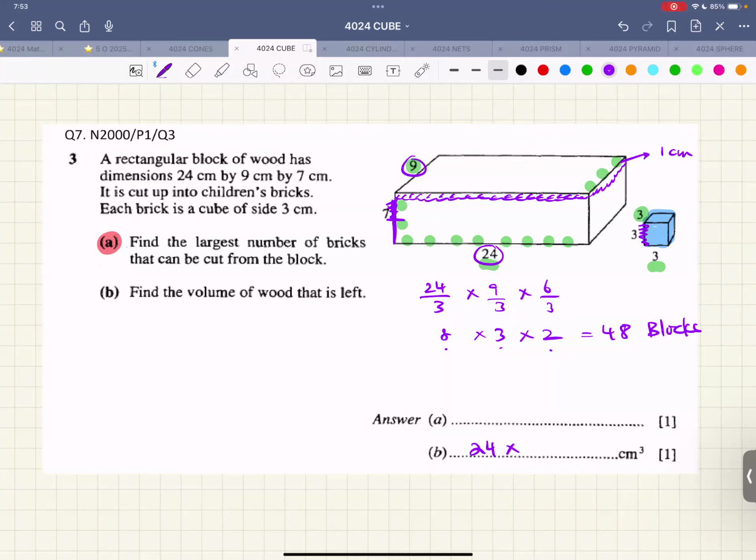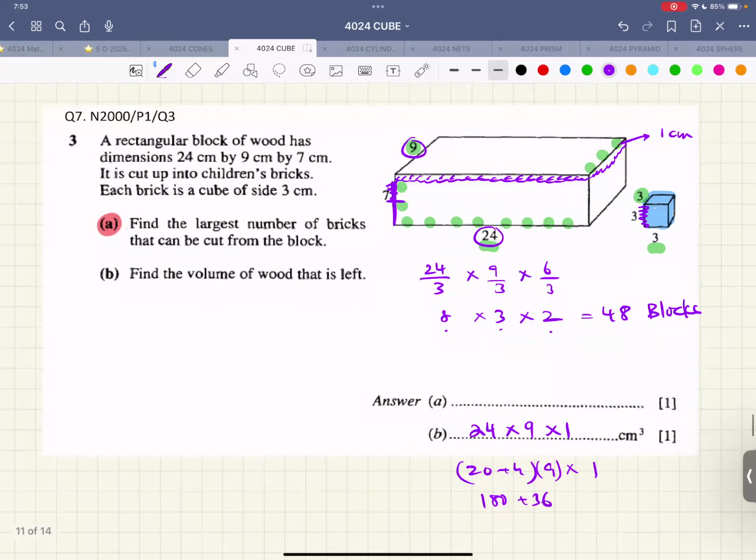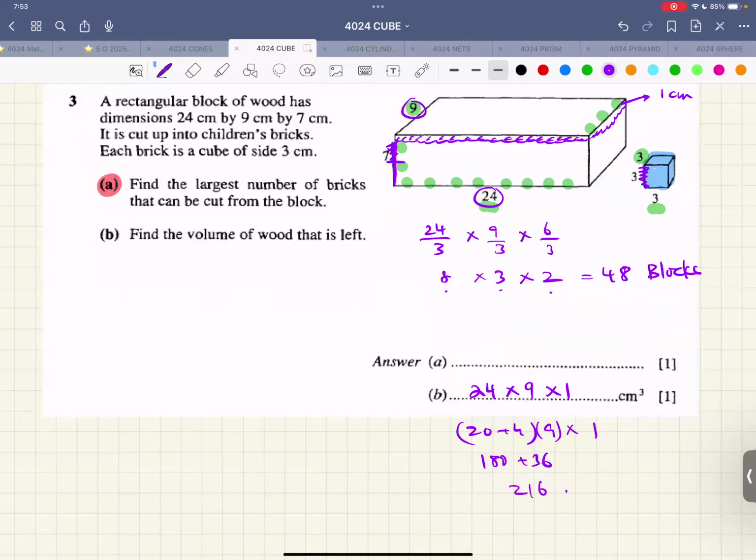That is 24 into 9 into, now the small height is 1 centimeter. So this is 24 into 9 into 1. That is 20 plus 4 into 9 into 1. So therefore, this is 180. 9 4s are 36. 180 plus 36, that is 216. That is left.